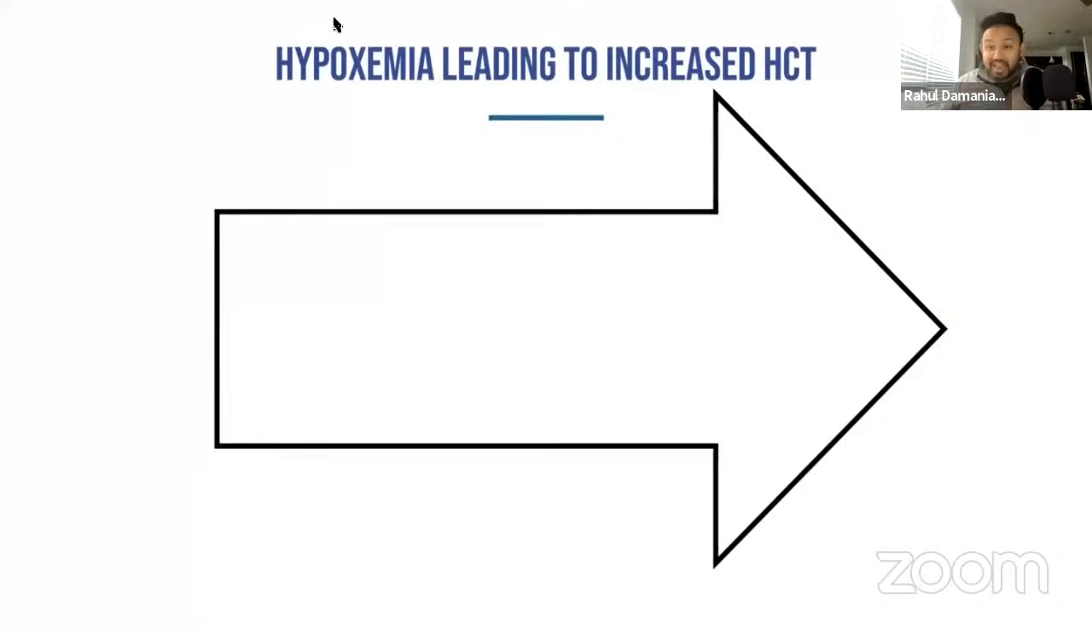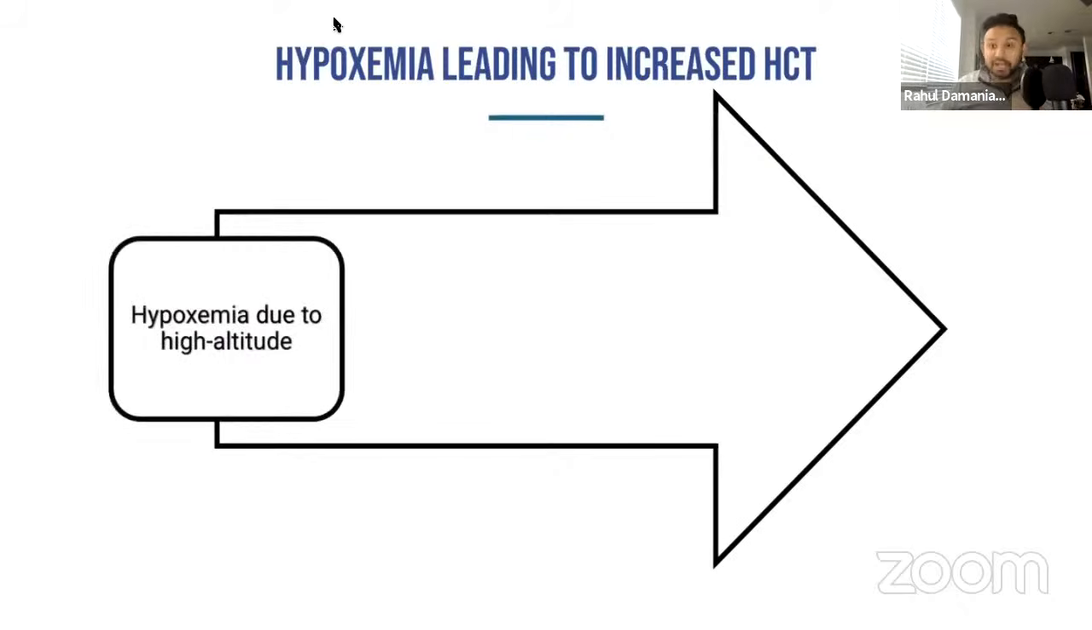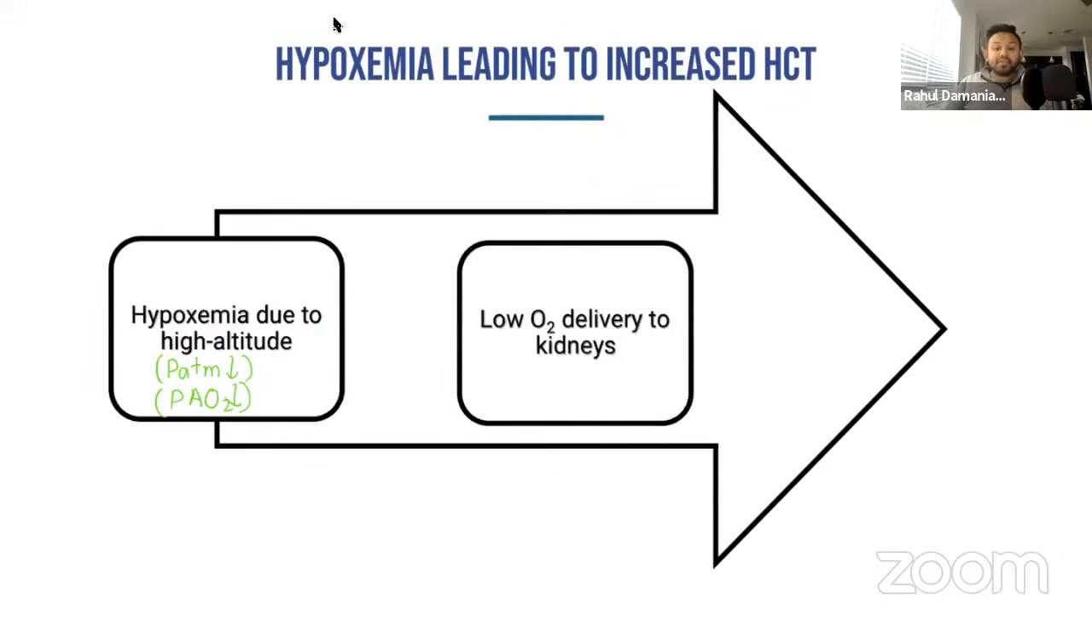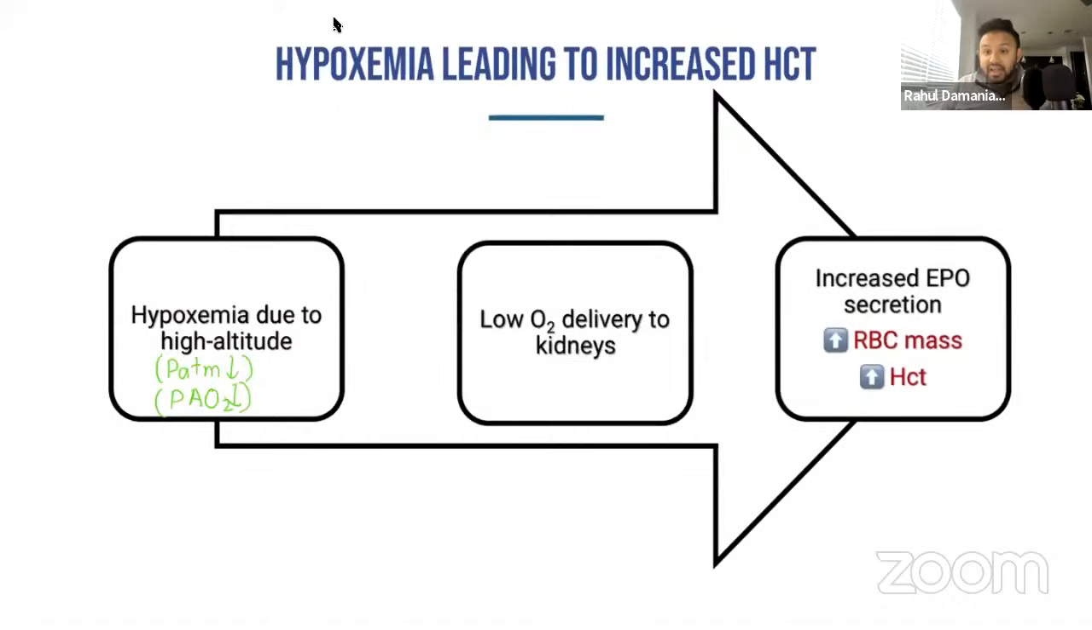So one of the questions and pathophysiologic mechanisms that I want to go through is how hypoxemia led to that increased hematocrit. Remember that hypoxemia due to high altitude, and what was the reason why you have hypoxemia? Your atmospheric oxygen is low, and/or the partial pressure of oxygen at that high altitude is low, and thus your PAO2, alveolar O2, is going to be low as well. Subsequently, you have low oxygen delivery to the kidneys because of the hypoxemia. And then finally, the kidneys are going to start secreting increased EPO, and that gives you a high RBC mass and a high hematocrit.